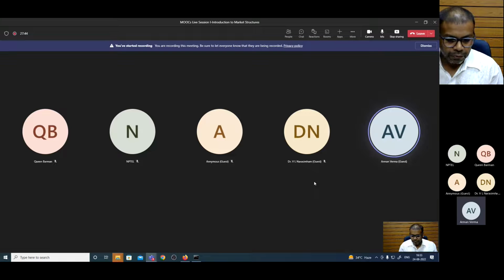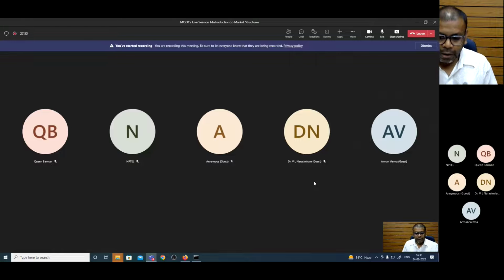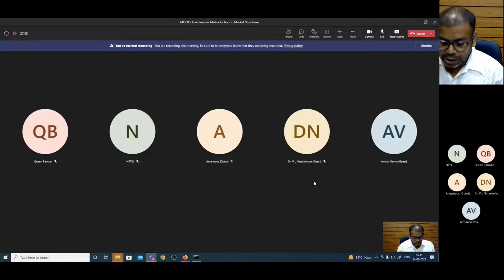Out of the books' names available on the site in the courses, which one should I prefer more? See, for the first four weeks, week one, week two, week three, and week four, Varian's Intermediate Microeconomics is the best book you can follow. The author is Varian, Intermediate Microeconomics.